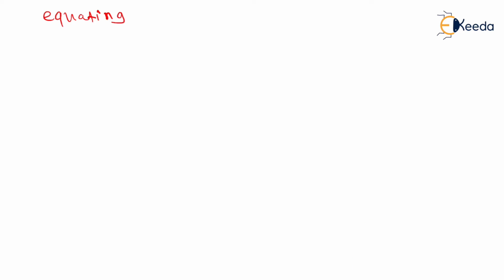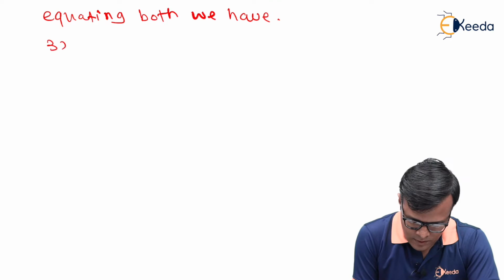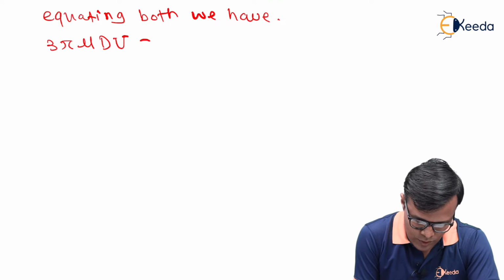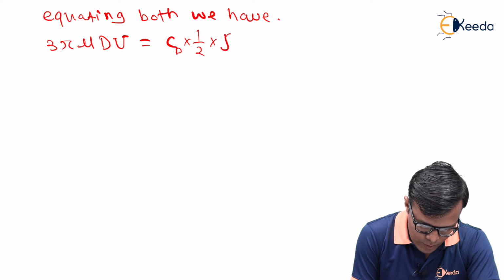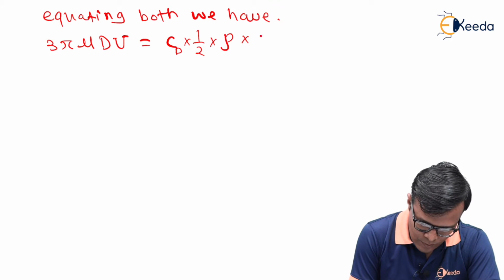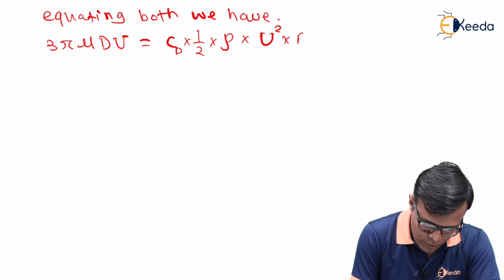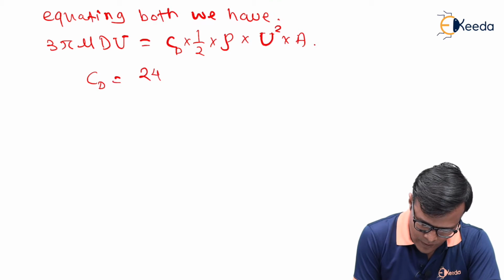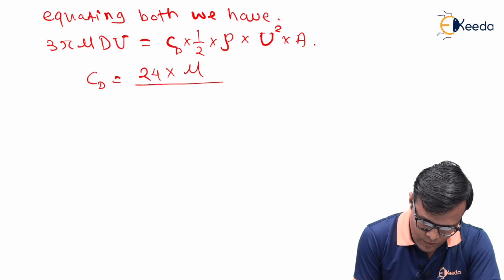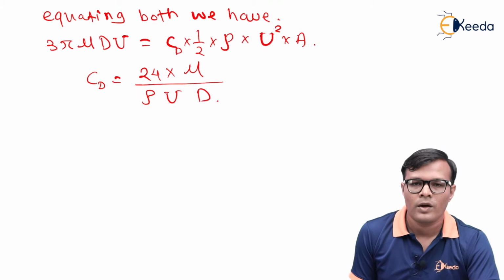So equating both, we have 3 pi mu d u is equal to Cd into 1/2 into rho into u square into A. So I can calculate the value of Cd as 24 into mu divided by rho into u into d.